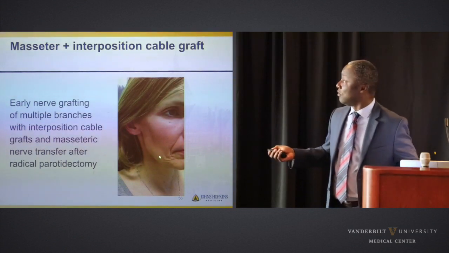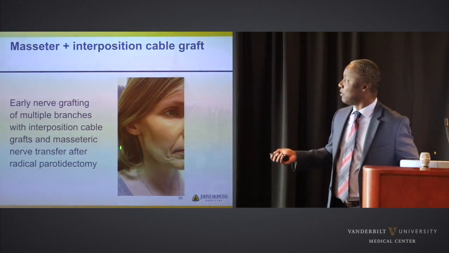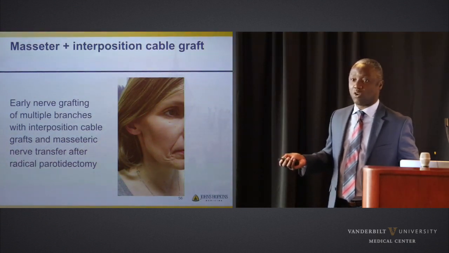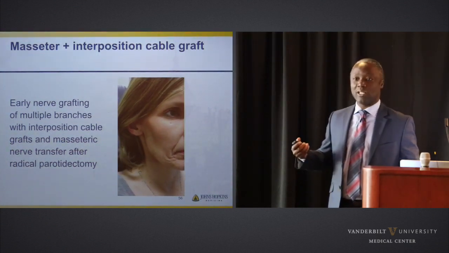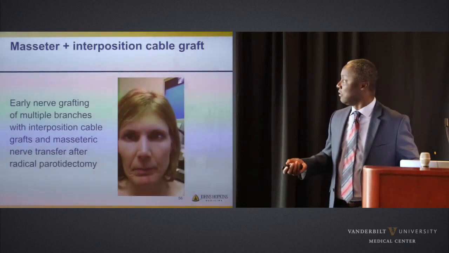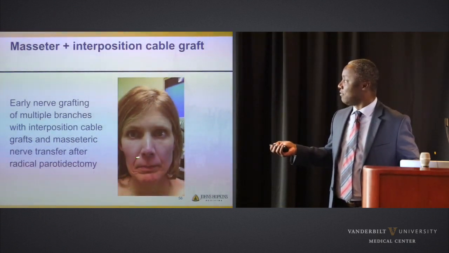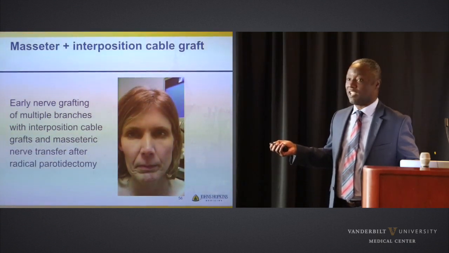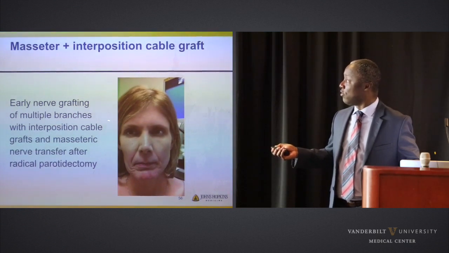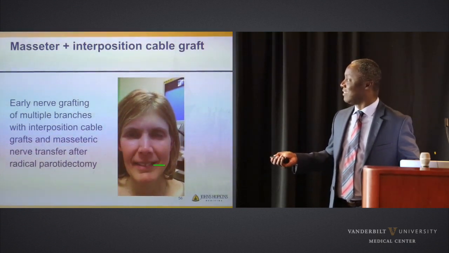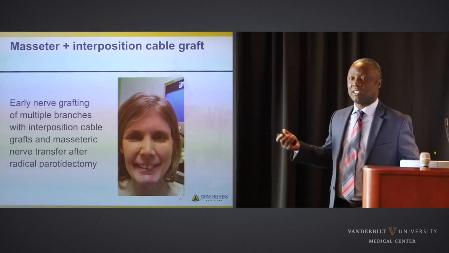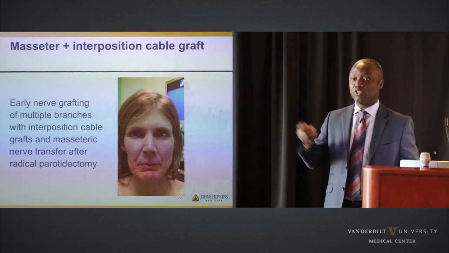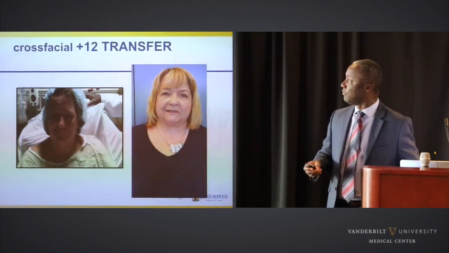This is another patient who had radical parotidectomy on the right side, and we did a masseter plus a facial, a combination, trying to get excursion and spontaneity. So at rest, very even. I normally don't get good forehead elevation, but in her, we actually got good forehead elevation, excellent blink, symmetric smile. And this is because the repair was done very early and using a combination of nerves.